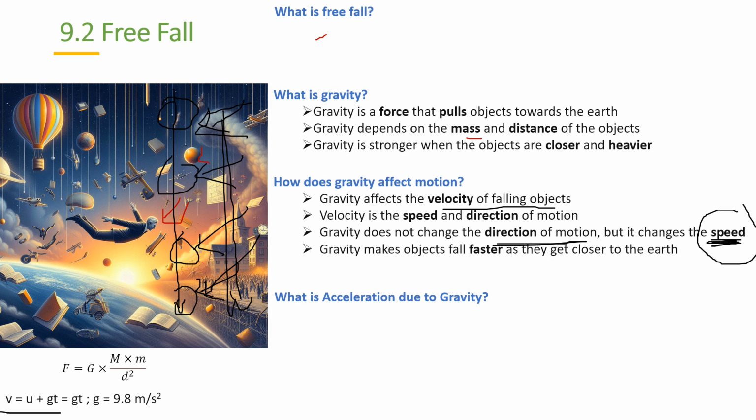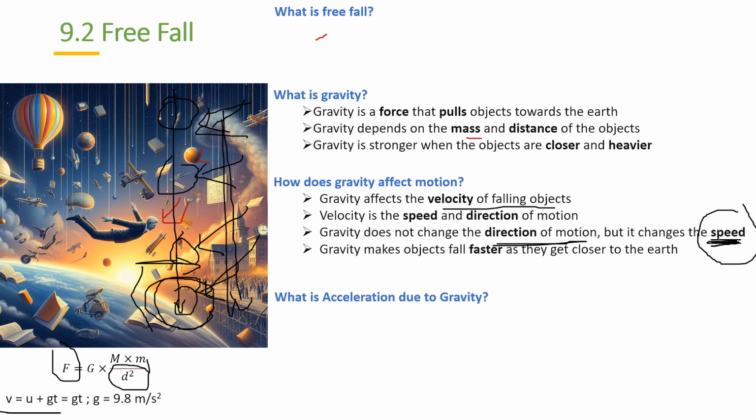As the object moves towards the earth, gravity makes the object fall faster as it gets closer to the earth. How? There are two ways to understand it. Assume the same body is already here, the distance is small, right? So distance is small, force is more. That is one way to look at it, and of course it moves faster.